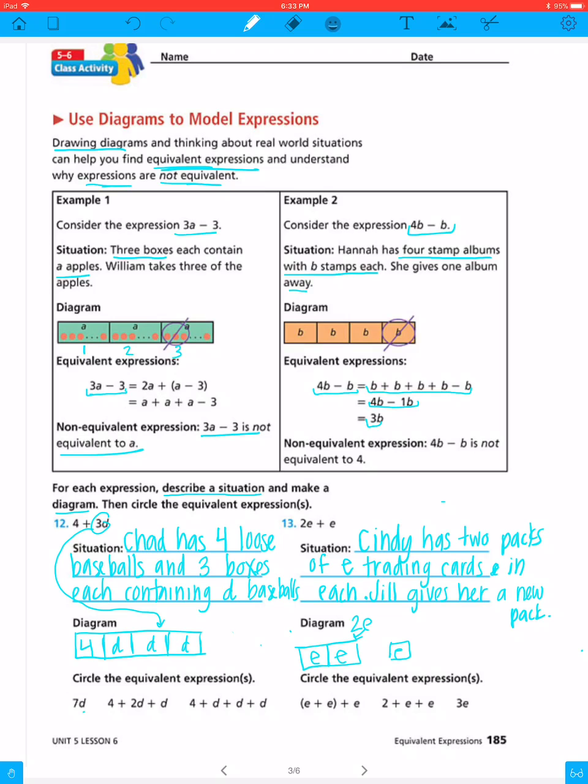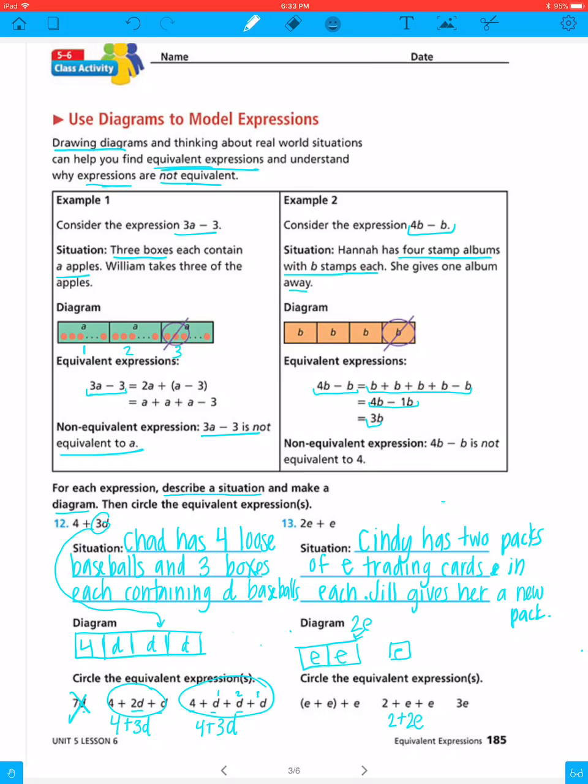So for each of these, we're going to circle equivalent expressions. So for our friend Chad, 7D just doesn't work. I'm not multiplying the 4 and the 3. I'm not adding them. But I do know that I could say 4 plus 2D plus D, right? Because on the screen I have 2 Ds and then a D. And then that 4 plus 3D, that's exactly what the expression is. Those 2 are equivalent.